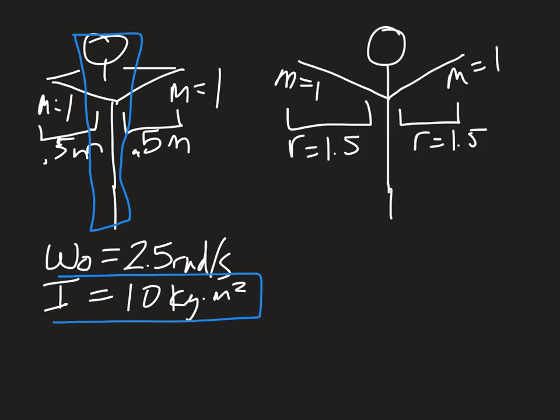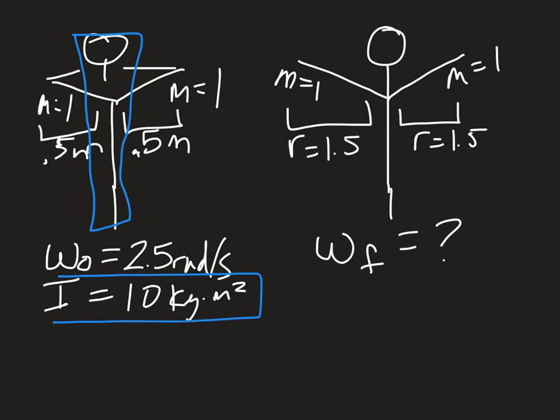We're also told in the problem that at some point they move their arms outward to a position of 1.5 meters from the center of rotation, which would be a really tall person, but we're going to go with it. And as a result of that, we want to figure out what is their final angular velocity at this point.